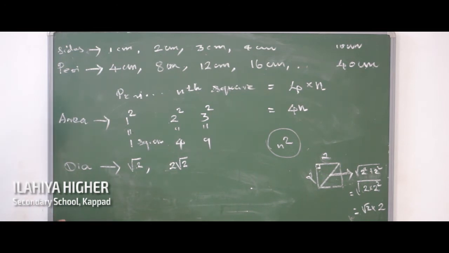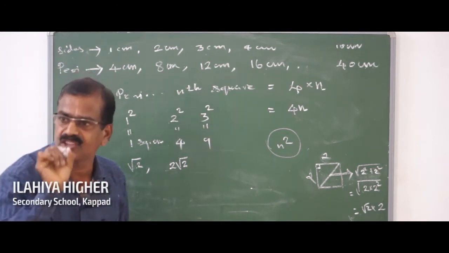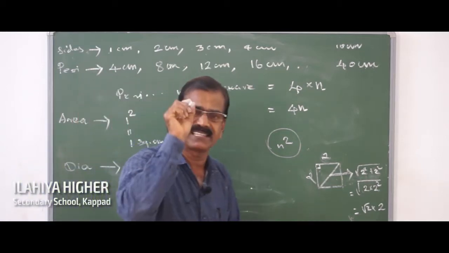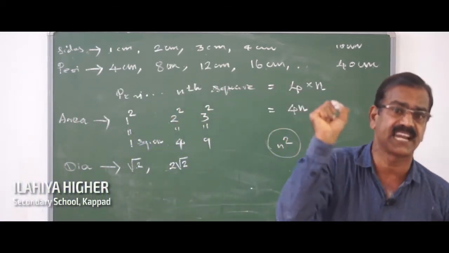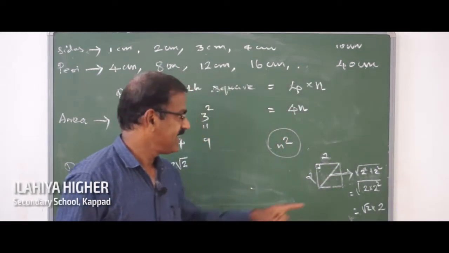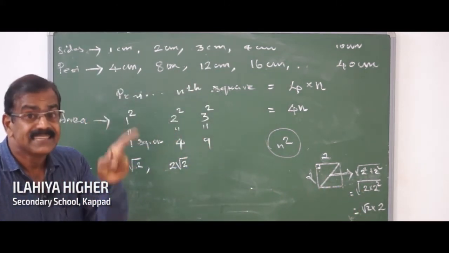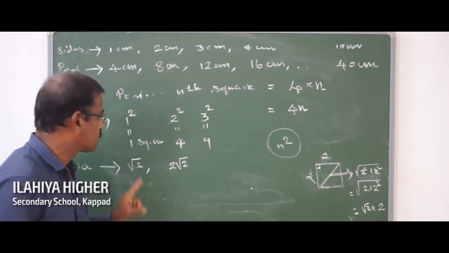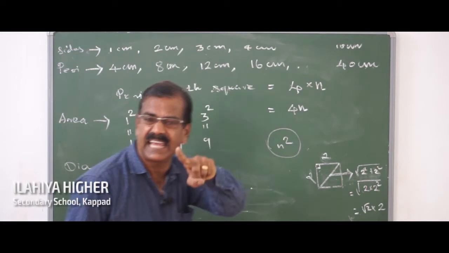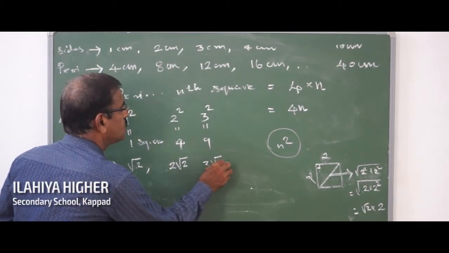How is it got? Root of 3 square plus 3 square, because the length of one side is 3. Root of 3 square plus 3 square, and you know 3 square plus 3 square is 2 times 3 square. So root of 2 times 3 square, that is root of 2 into root of 3 square. Root of 3 square is 3, so 3 root 2.